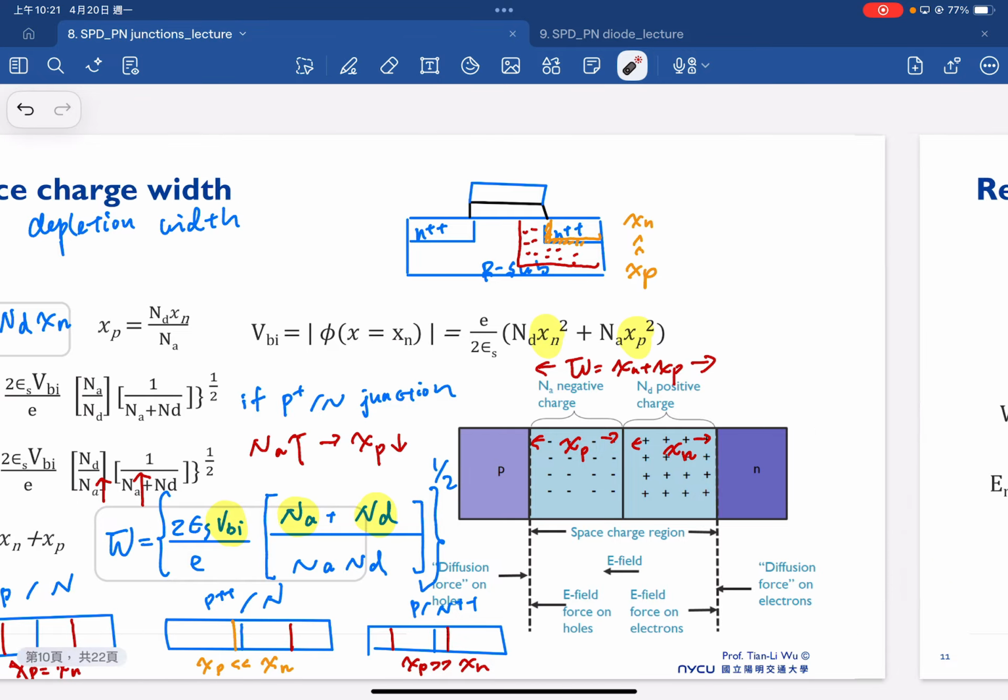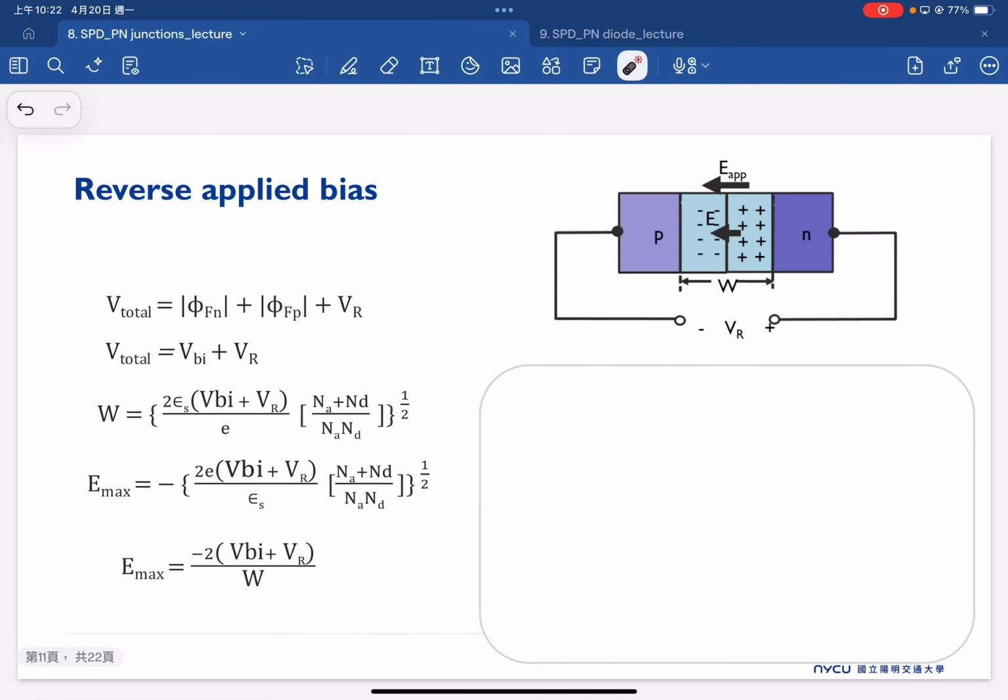Okay, so in the previous case, we only talked about zero bias. This is the equilibrium case, but for sure in reality, this device is never used without any bias. We will definitely give forward and reverse bias and look at their IV characteristic. So the first case we will discuss here is under reverse bias.